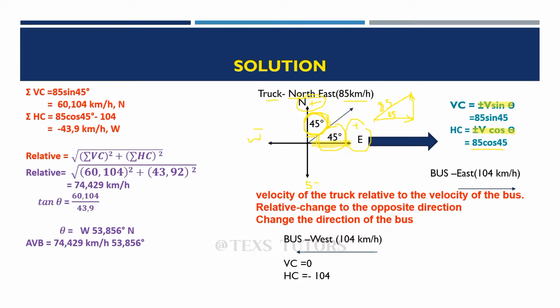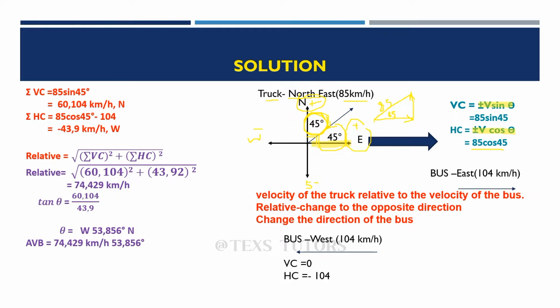We are also provided the bus, and we know the bus is going east at 104 kilometers per hour. I have drawn it just like this, which means the vertical component is not going to be there because it's only moving on a straight line horizontally. It's only going to have a horizontal component.